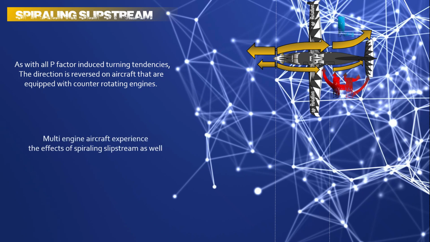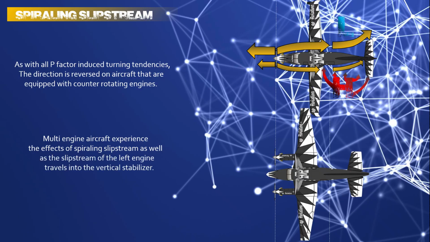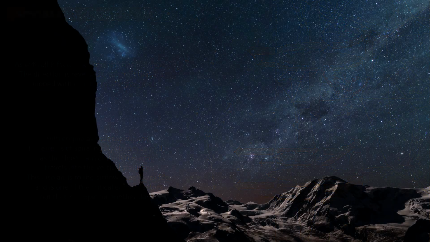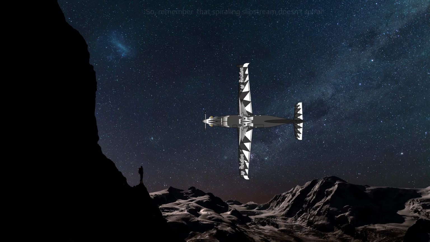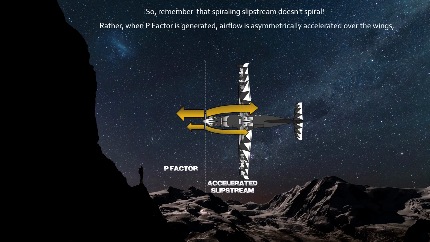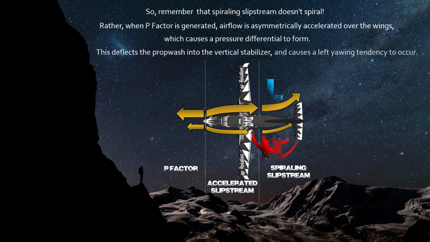Multi-engine aircraft experience the effects of spiraling slipstream as well, as the spiraling slipstream of the left engine travels into the vertical stabilizer. This also adds to the airflow over the rudder and is one of the critical engine factors, but that's a topic for another day. So remember that spiraling slipstream doesn't spiral. Rather, when P-factor is generated, airflow is asymmetrically accelerated over the wings, which causes a pressure differential to form. This deflects the prop wash into the vertical stabilizer and causes a left yawing tendency to occur.